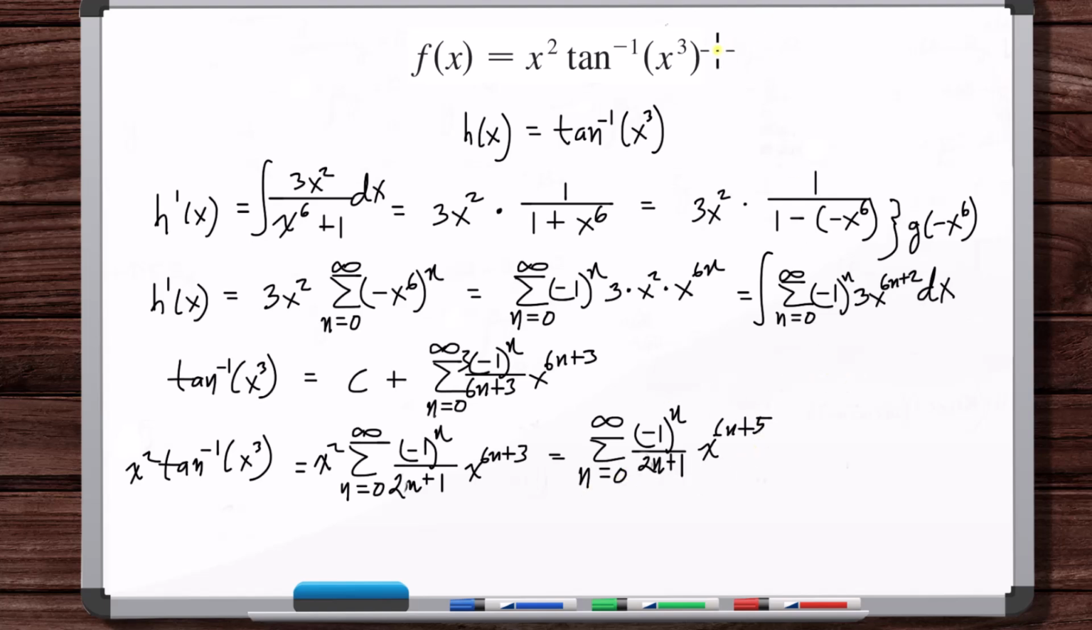Because these don't increase 1 by 1 by 1, right? When n is equal to 1, this is 3. When n is equal to 2, this is 5. When n is equal to 0, this is 5. When n is equal to 1, this is 11.